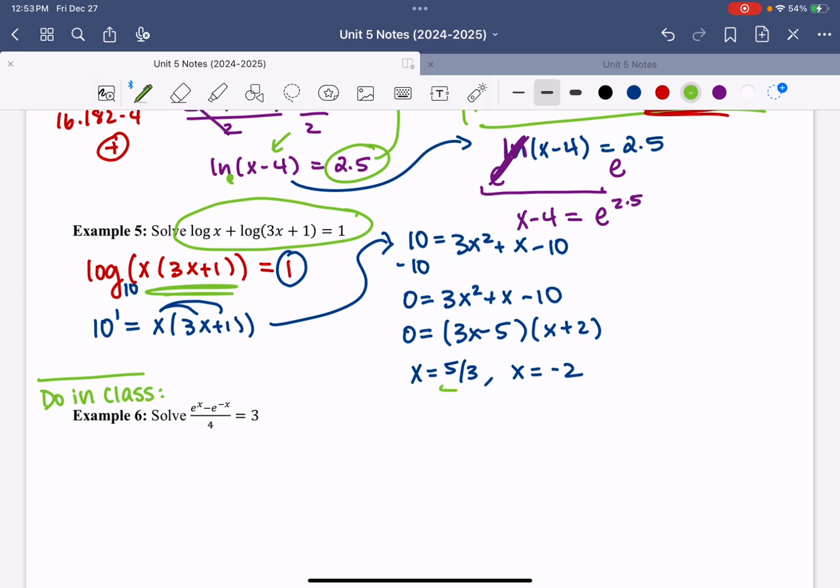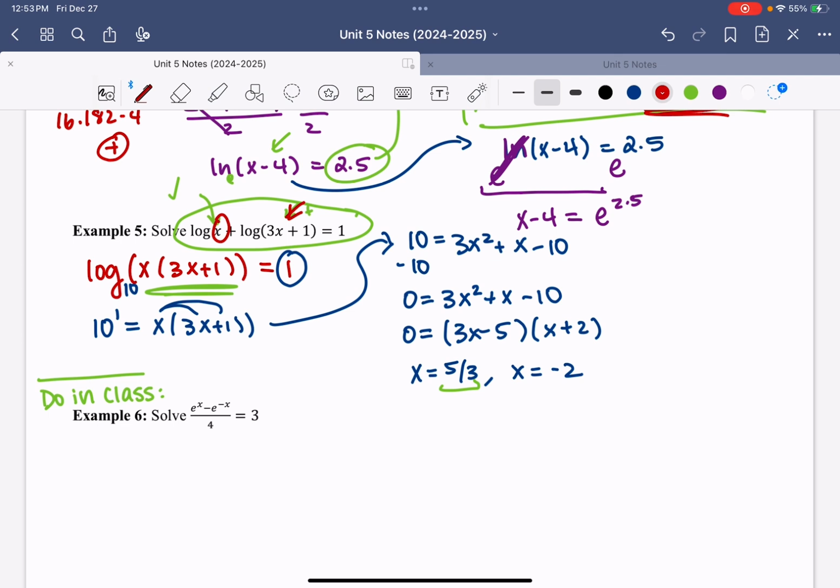So plugging it in, that 5/3, okay, that is a positive number. I can plug it in there. And if I put 5/3 in here, 5/3 times 3 is 5, 5 plus 1 is 6, that's positive as well. We're good to go there. If I plug in -2, we're going to have a negative inside the argument of a logarithm. That's going to be undefined. So that -2 is not going to work.